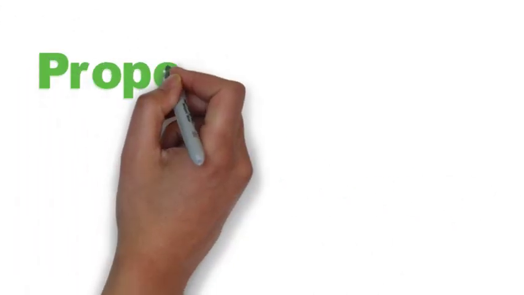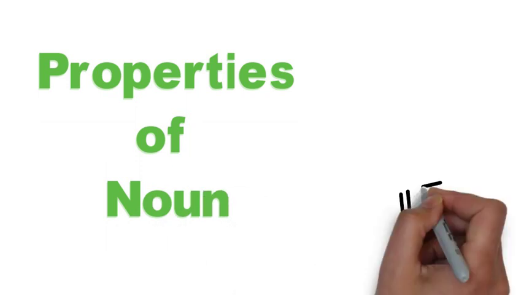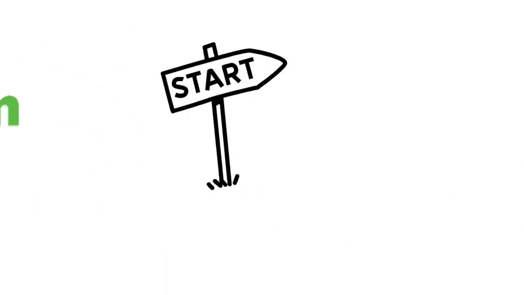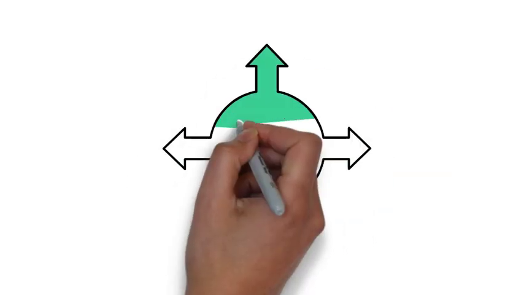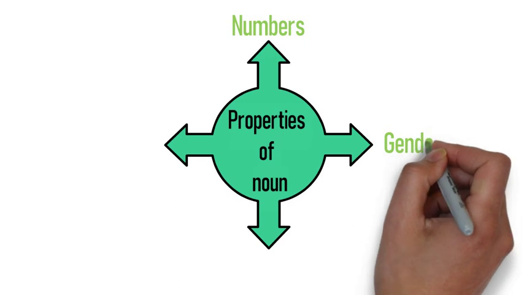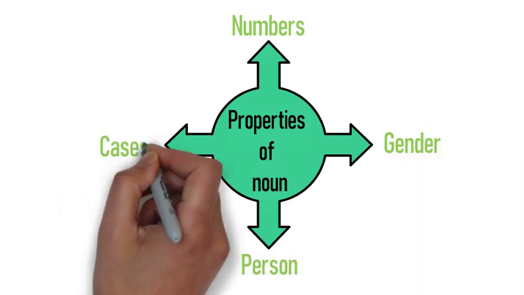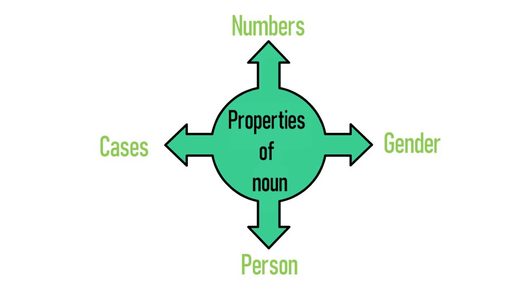Our topic of today's lecture is Properties of Noun in detail. So let's jump into the video. There are mainly four properties of noun: numbers of noun, genders of noun, persons of noun, and cases of nouns. Let's discuss all these properties one by one for our best understanding.